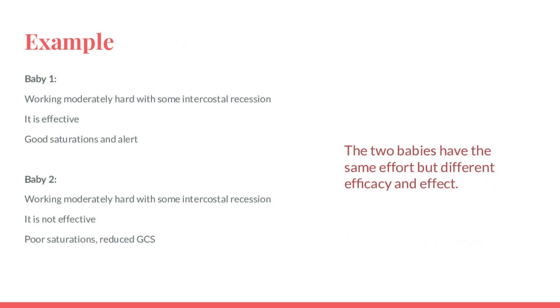So you may have baby 1 who's got some intercostal recession. You think they're working a bit hard to breathe. It looks like it might be a bit difficult for them, but it's effective. They're maintaining their saturations really well, and the baby is alert throughout, no apnea episodes. But you could have baby 2, again, has some intercostal recession, that's working quite hard, but it's not effective. And this baby has poor saturations and a reduced GCS. The difference in these is they have the same effort, but it's the efficacy and effect that's different. So it's remembering to look at all of these things. In this scenario, chances are that baby 2 is in such severe distress that they're so worn out, they've not got the effort that they can put in. So all that they can manage is working a bit harder with some intercostal recession.